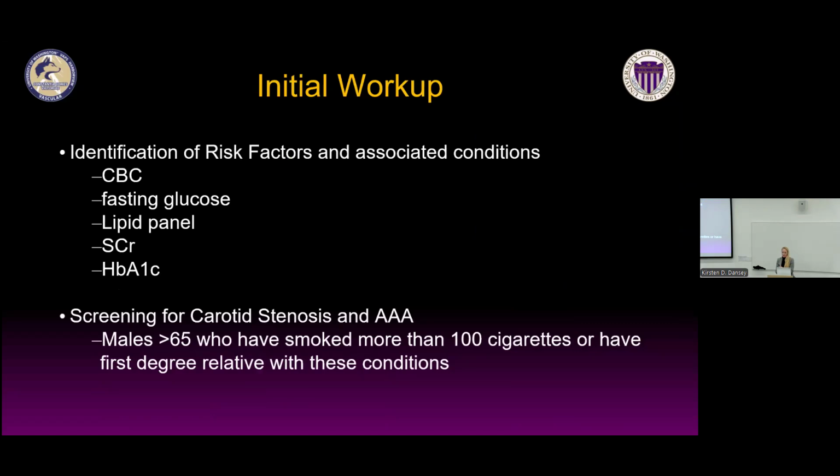The initial workup, usually we just get a standard set of labs for these patients. And then also it's important that we screen for carotid disease for these patients. And then if they have a significant smoking history, as well as aneurysm disease. And now we've actually started looking at iliac aneurysms as well as popliteal aneurysms for these patients.